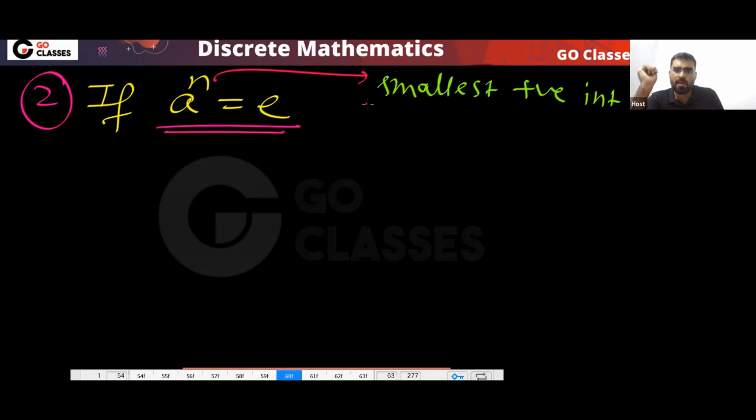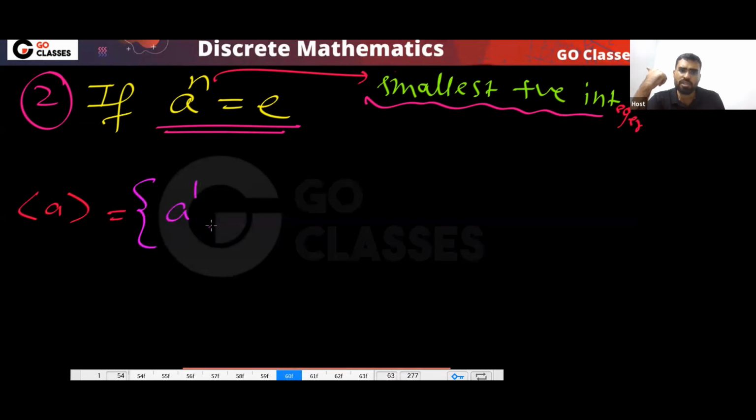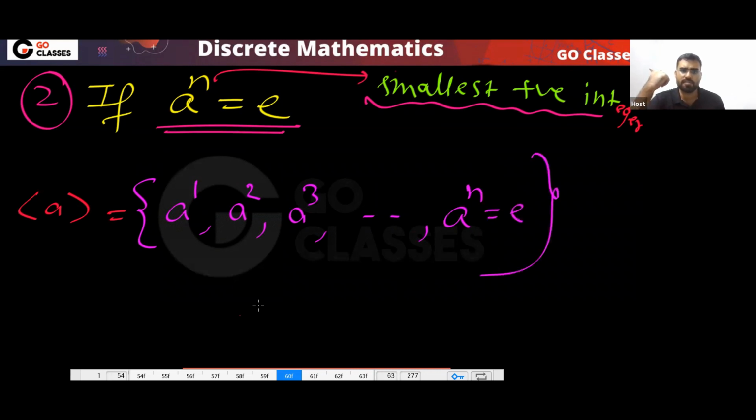If you have a power n is equal to e such that this n is the smallest positive integer, which means you are getting the identity element by some smallest positive integer, then what can you say? Then this will be the subgroup generated by a. So you can start from a power 1, a power 2, a power 3. This will be the subgroup generated by a, because this is your identity element. That's it. Is this point clear? Tell me.